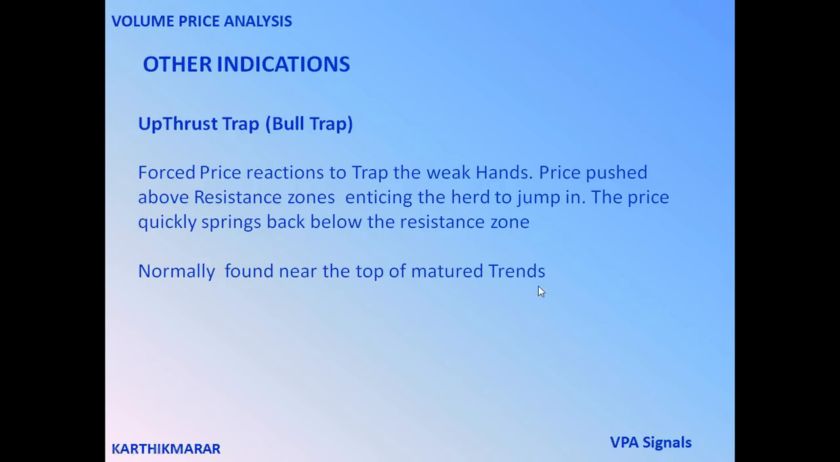So normally it is found on the top of matured trends. Actually, these are not in the accumulation areas. Generally, you find them in the top of matured trends. These are useful indications. Of course, the spring offers a very good opportunity and is easier to handle, but with the upthrust trap one should be careful, because it resembles a breakout. Any breakout in uptrend congestion areas one should handle very carefully, because it could be a bull trap actually.